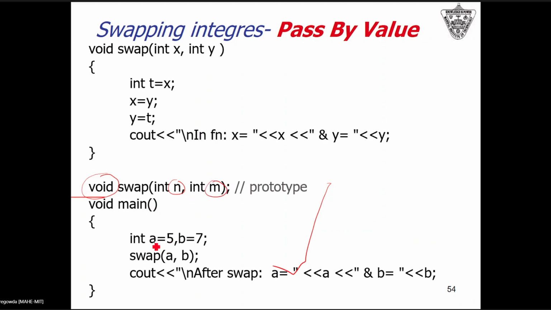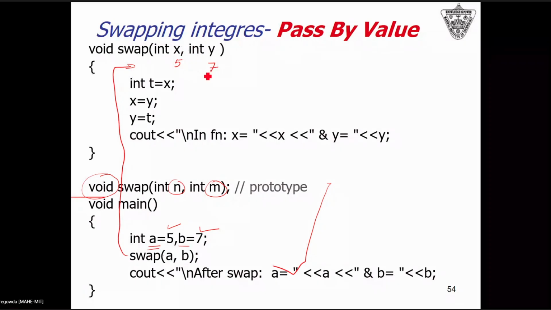In the main program, I have variables a and b of type integer. The initial values of a and b are 5 and 7. I'm going to invoke the function swap with the arguments a and b. When I invoke the function, it calls the user defined function swap. Whenever this function is invoked, the values in a and b are copied into the parameters x and y. In this case, the x value becomes 5 and the y value becomes 7, so a is copied into x and b is copied into y.